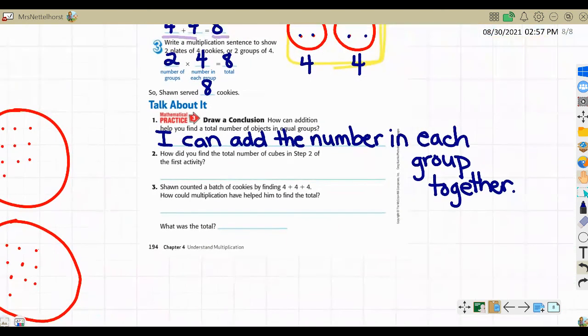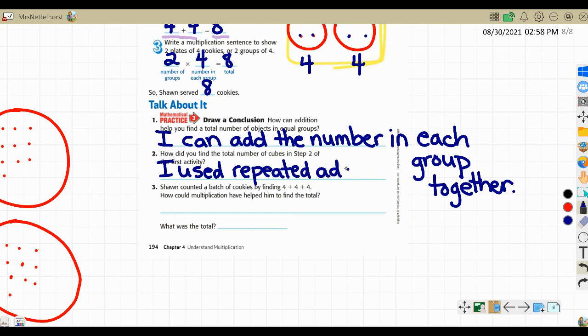So I'm going to write over here, I used repeated addition. Capital I used repeated addition, and then I'm going to put a period at the end.